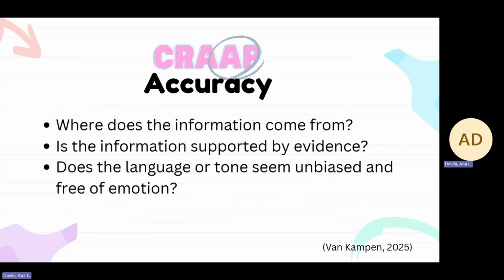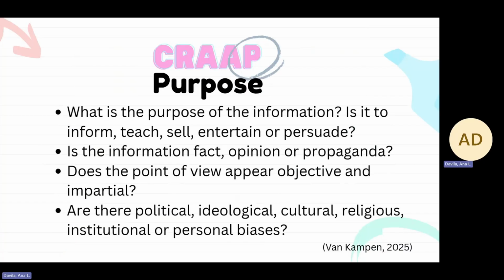Then we go into accuracy. Where does the information come from? Is the information supported by evidence? Is the language or tone unbiased or free of emotion? So make sure that when you're reading it, you can get the intention of the person. And the purpose: what is the purpose of this information? Is it to sell? Is it to teach me something? Is it to inform me?